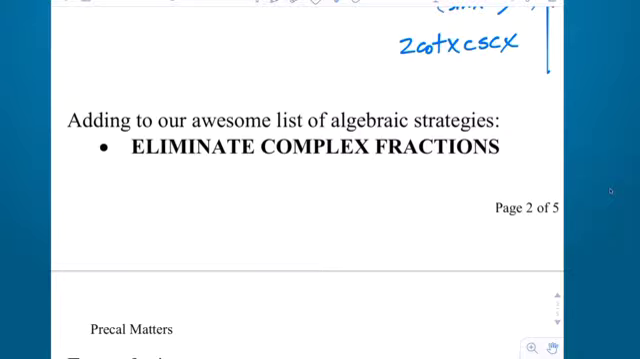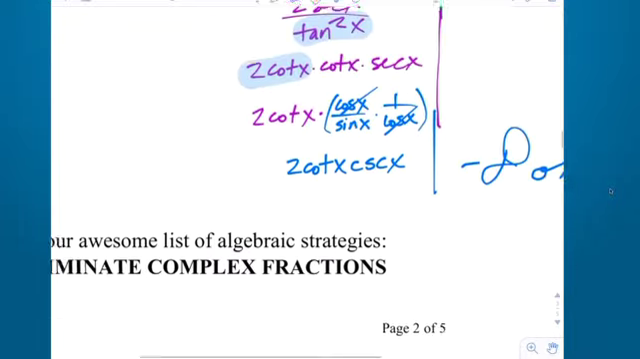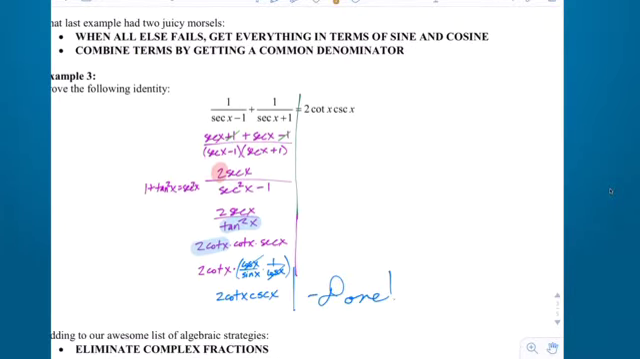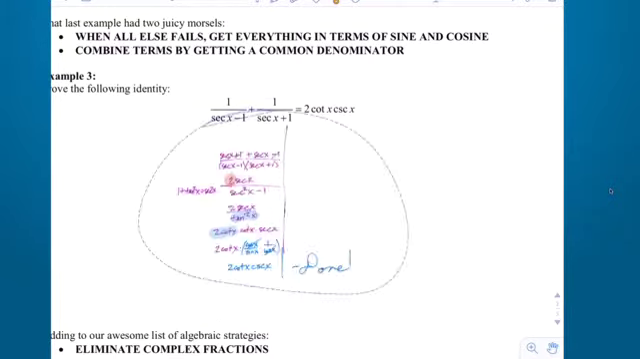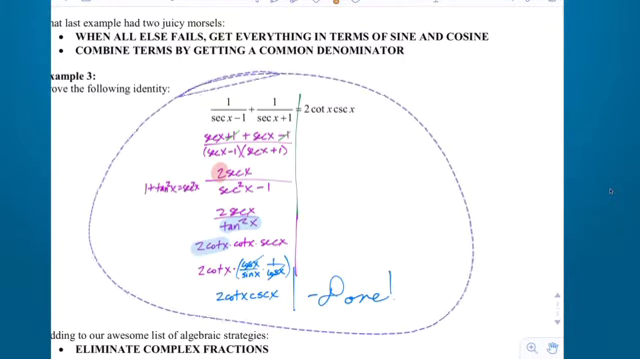Notice it says, adding to our list of algebraic strategies, eliminate complex fractions. Did we have complex fractions in the previous one? No. So let me kind of back up here. That's certainly one way to do it. Let's shrink that one down.